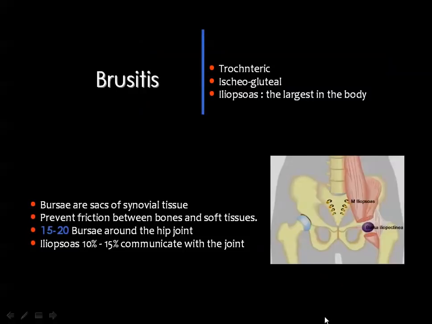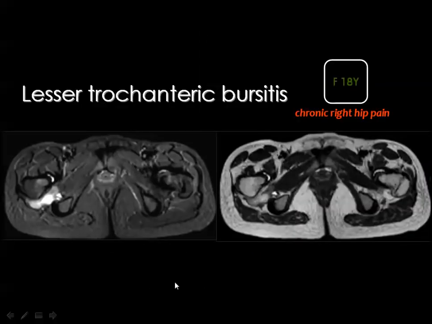And you know that the hip joint is one of the joints that is surrounded by too many bursae. The most important of all of these is the iliopsoas bursa, which is considered the largest bursa in the body. You know that there is a lesser trochanteric bursa, which is adjacent to the lesser trochanter, and you remember that this bursa will not usually be seen unless it is inflamed or filled with fluid.